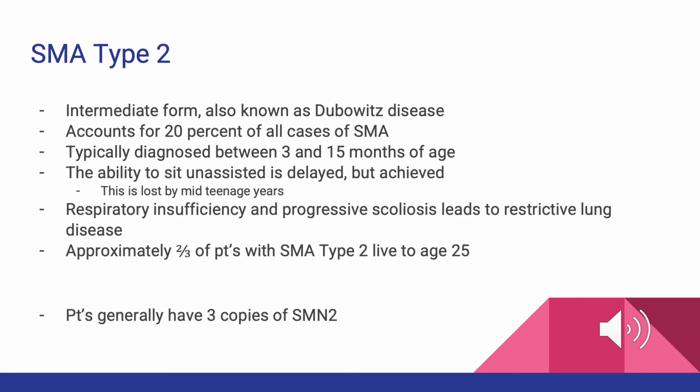Dubowitz disease, or SMA type 2, is the intermediate form of SMA. It accounts for about 20% of all cases. And as we get into the less severe forms of SMA, you can see that the age continues to go up. So the onset, or the age of diagnosis, of SMA type 2 is between about 3 and 15 months of age.